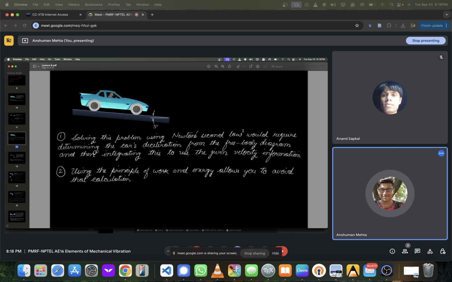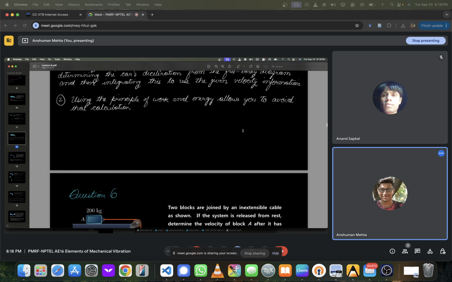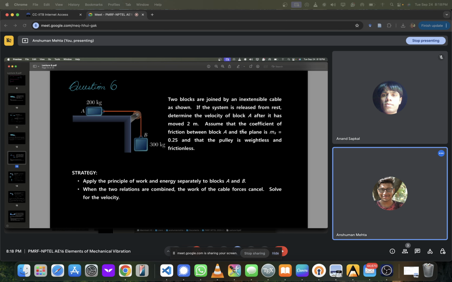Okay, moving on to the next question. Two blocks are joined by an inextensible cable as shown. If the system is released from rest, determine the velocity of block A after it has moved 2 meter. Assume that the coefficient of friction between block A and the plane is mu k equal to 0.25, and that the pulley is weightless and frictionless.